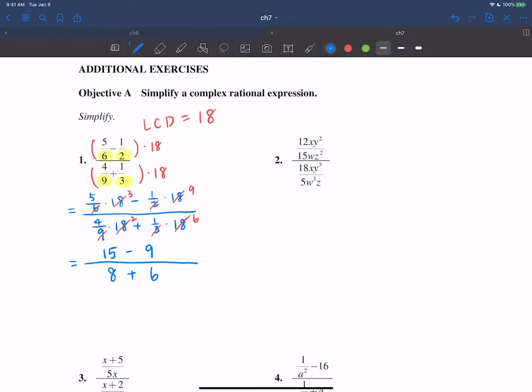And that is basically all you need to do, simplifying and getting rid of all the denominators. And we have something really simple to calculate. 15 minus 9, that is 6, over 8 plus 6, that is 14. 6 over 14 can be further simplified to 3 over 7. And that will be our final answer to number 1.